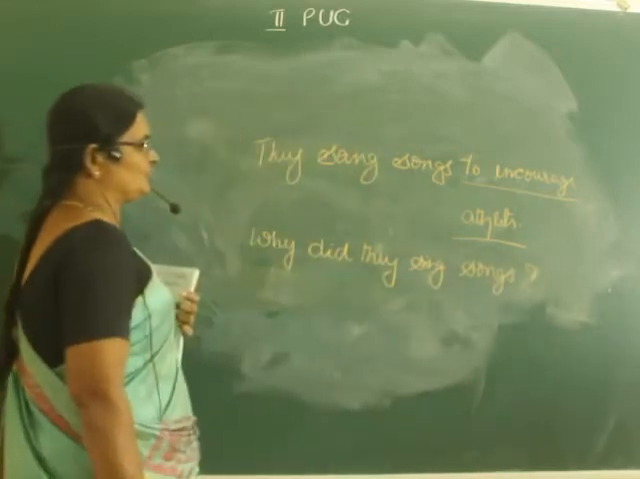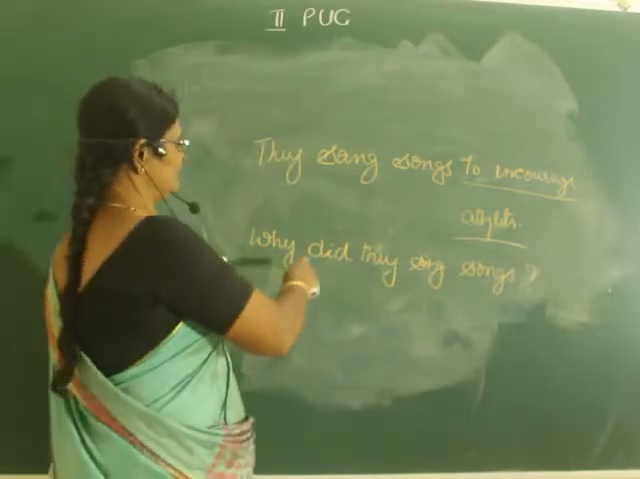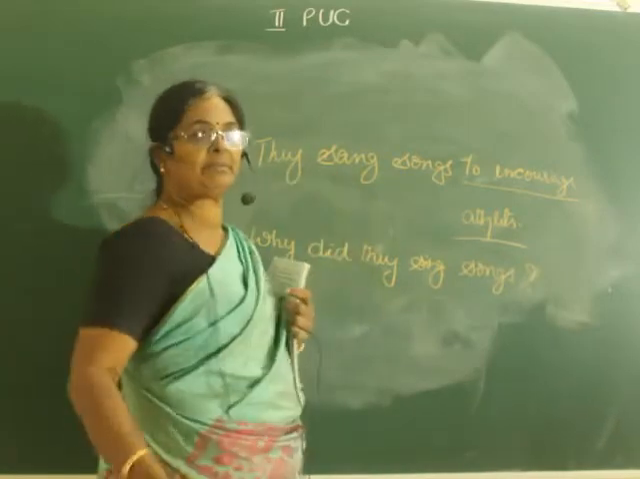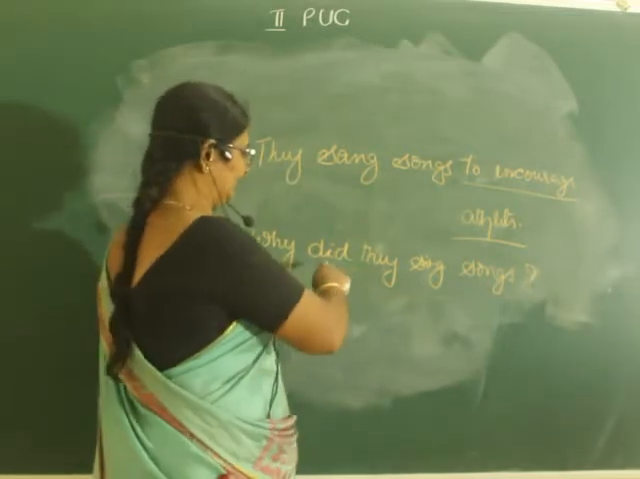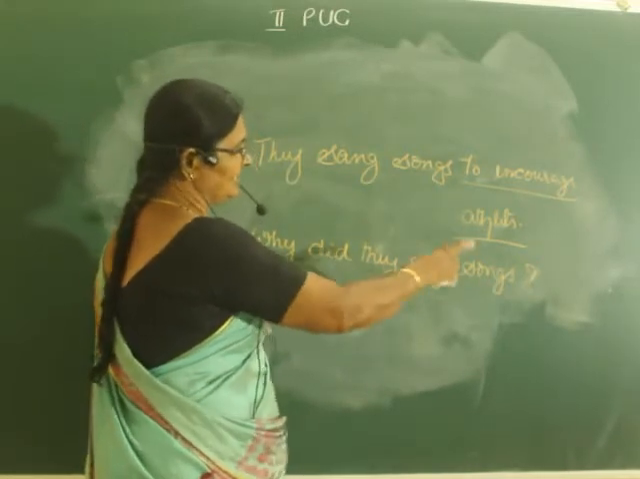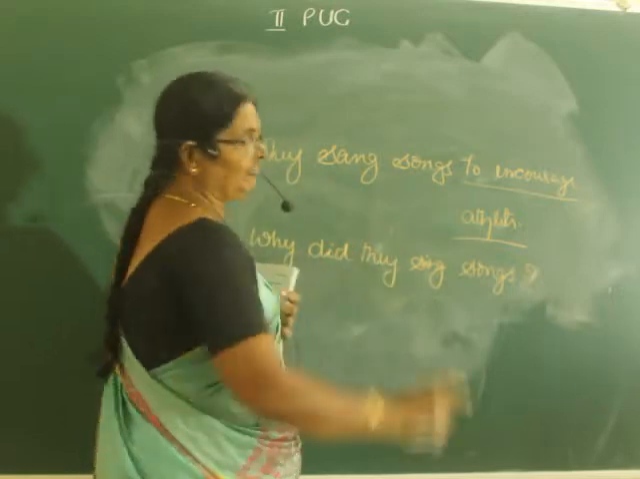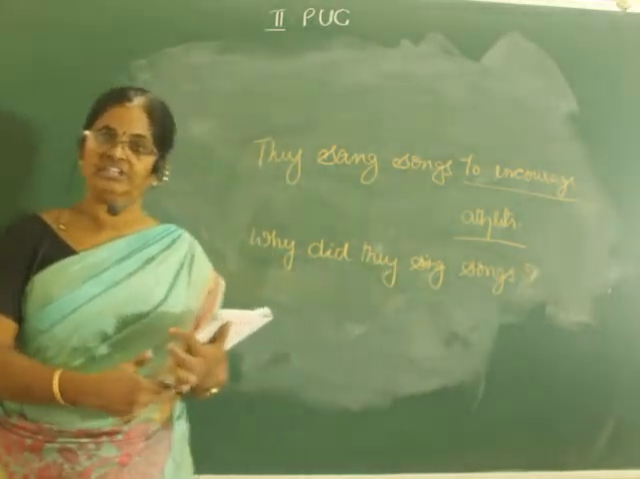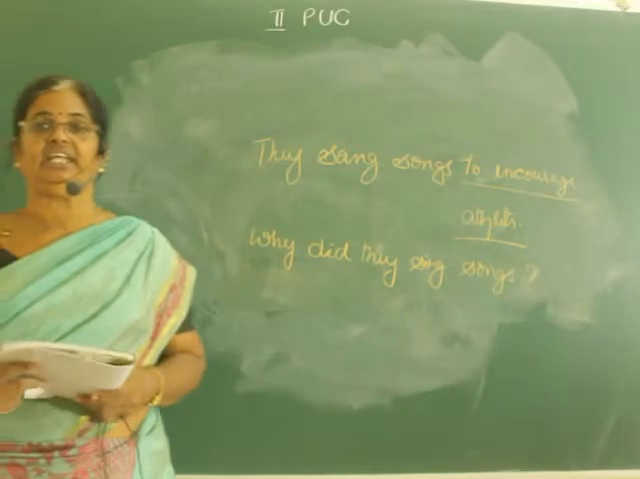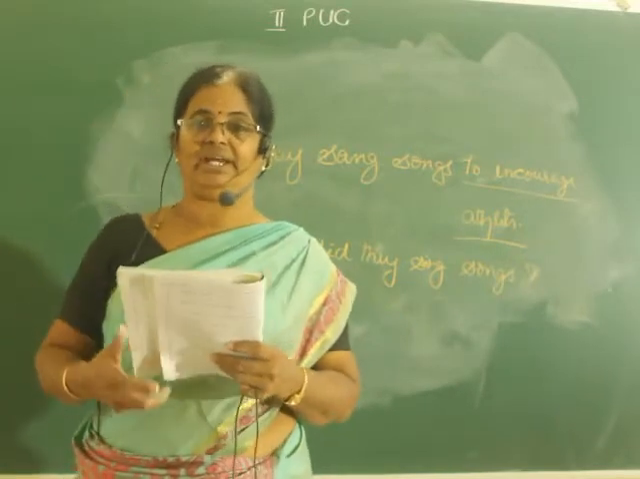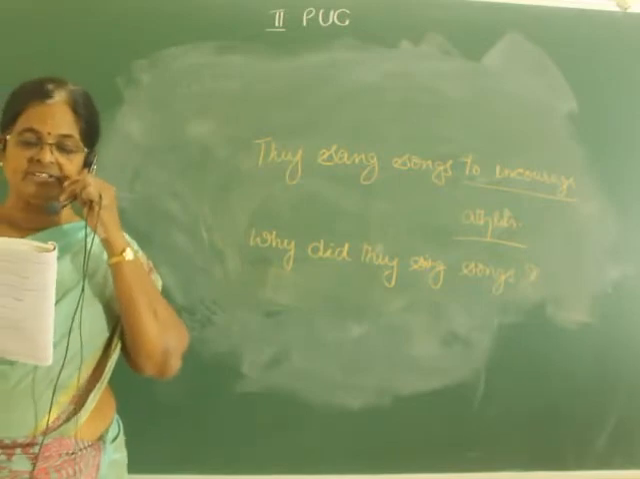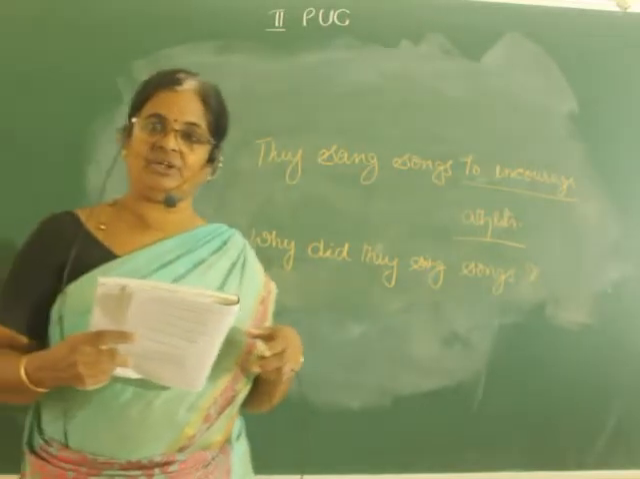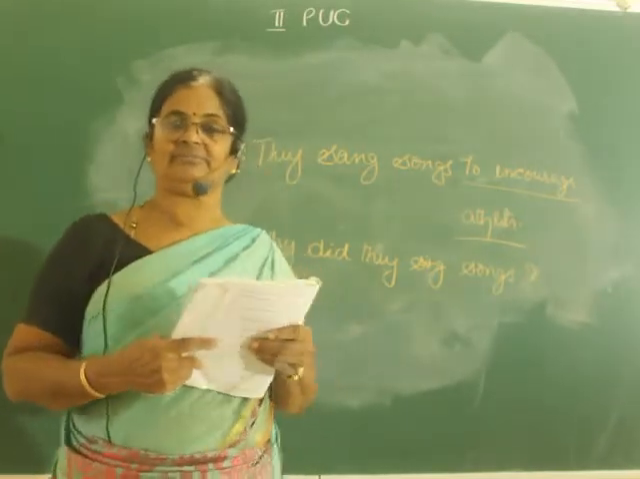Why did they sing songs? Again, as help, this is in simple past, helping verb. Sorry, did is used. Why did they sing songs? As did is there, the V1 form is used. Got it? This I repeat again and again so that it clings in your mind and you do not forget anything. The mayor was trembling. The person. Who was trembling?